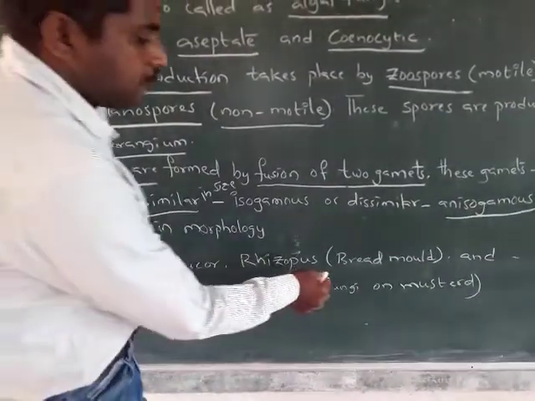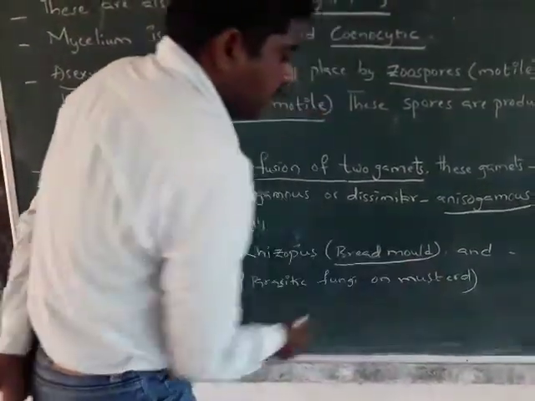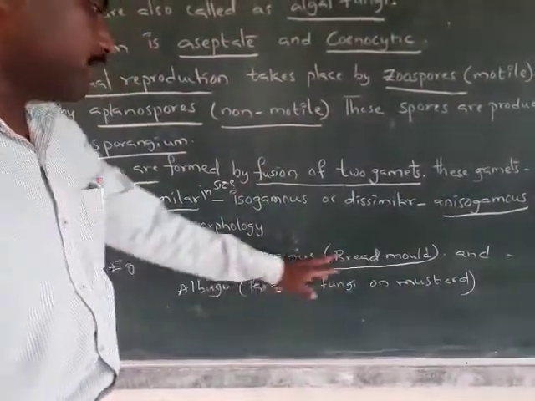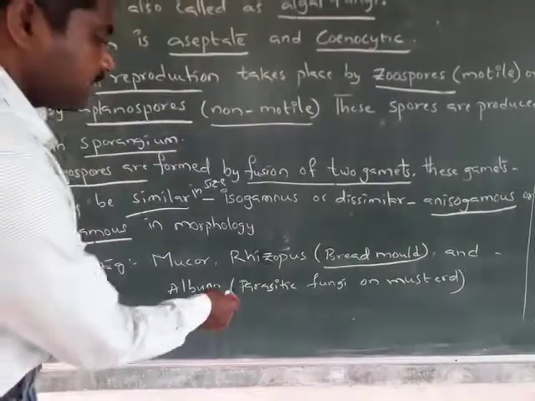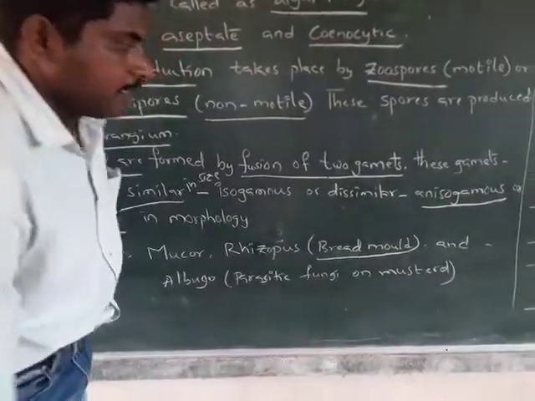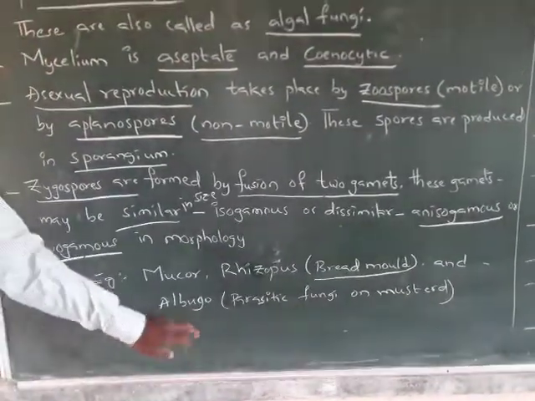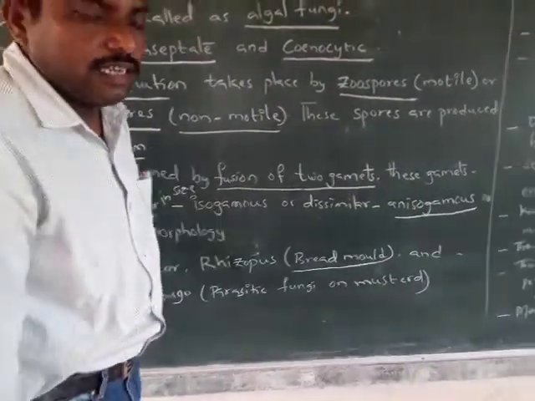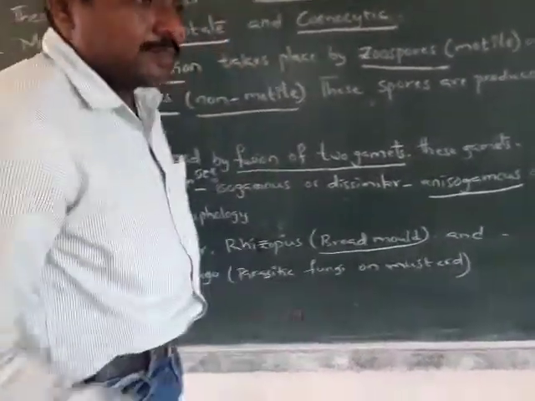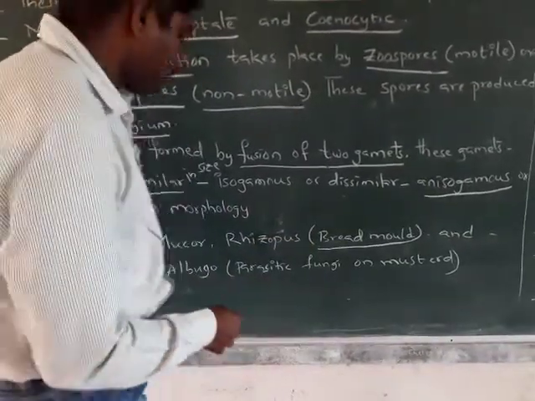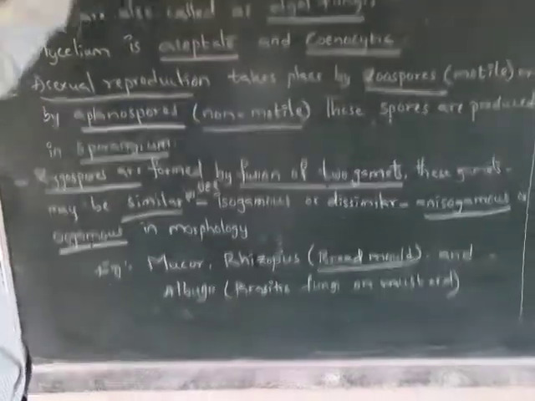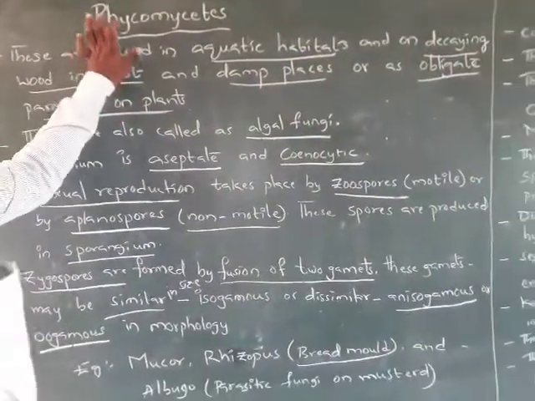Rhizopus is also called bread mold, because it appears on the bread. And Albugo is a parasitic fungus on mustard leaves, causing white spots on the mustard leaves. These are examples of the Phycomycetes. These are the characteristics of the Phycomycetes.